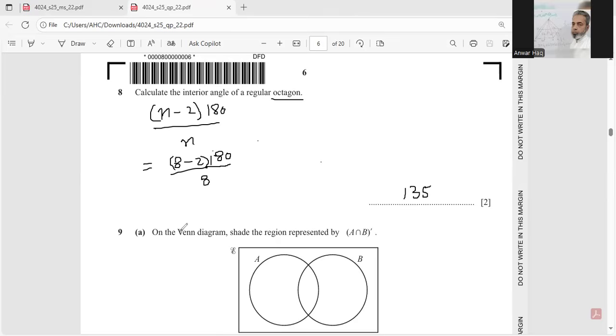In this, on the Venn diagram, shade the region A intersection B complement. So leave A intersection, shade the remaining part. This is your shading of A intersection B complement. Now the next part of question 9.